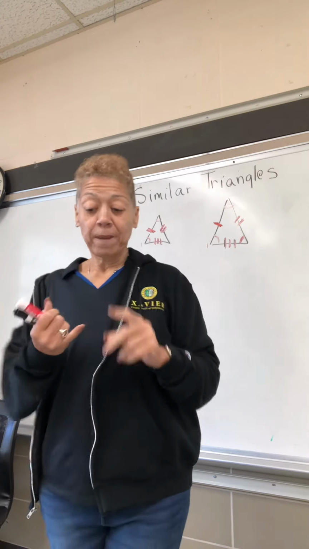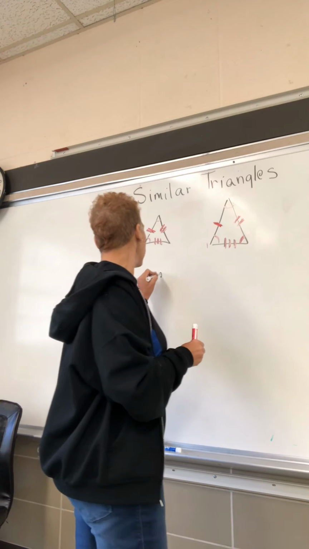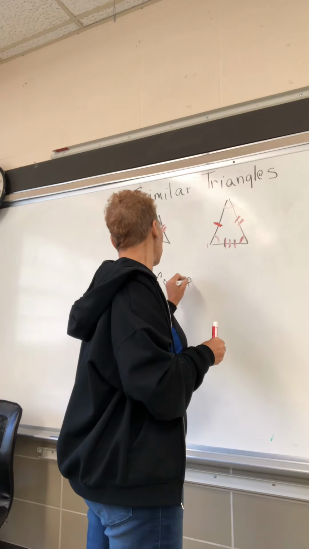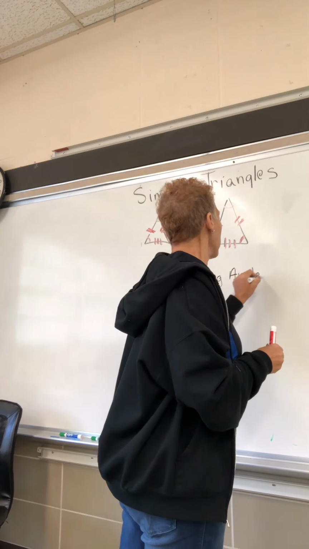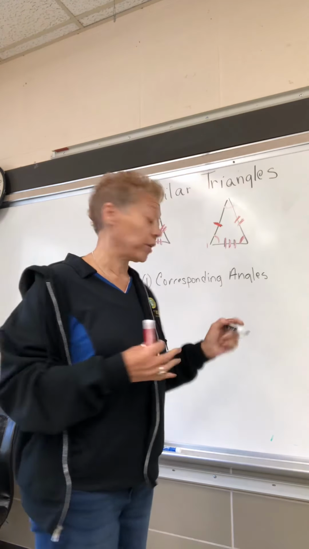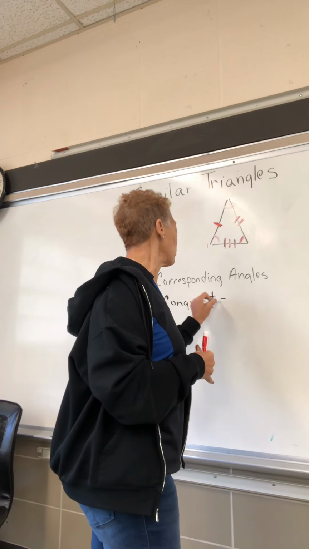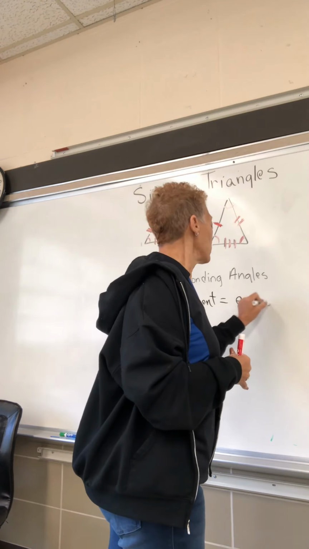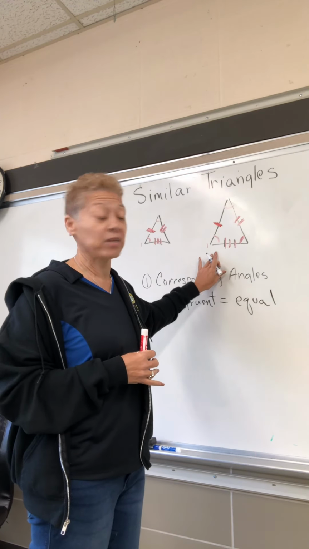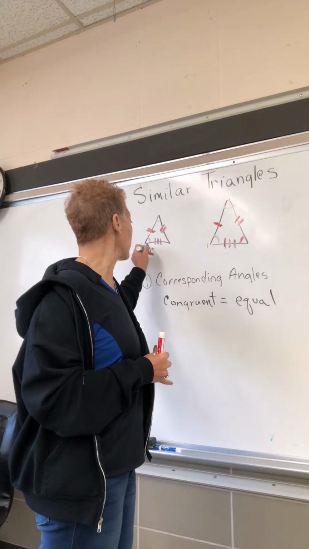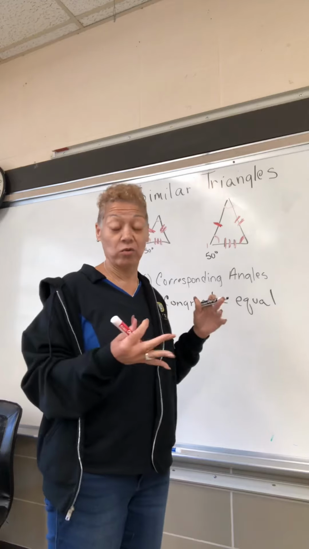Now, remember, your corresponding angles have to be congruent. And congruent means they have to be equal. So that means if this angle 1 is congruent to this angle, they have to have the same measure. So if this one is 50 degrees, then this one has to be 50 degrees. It has to be, because they have to be congruent.